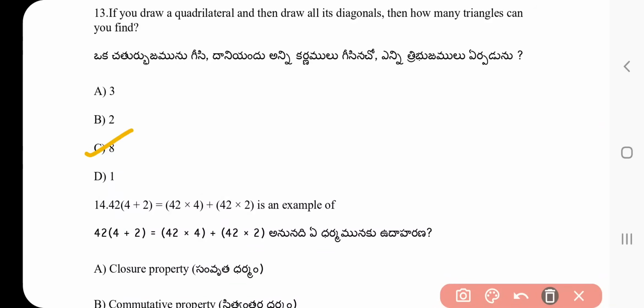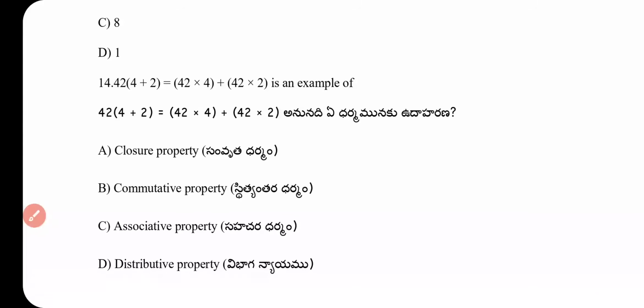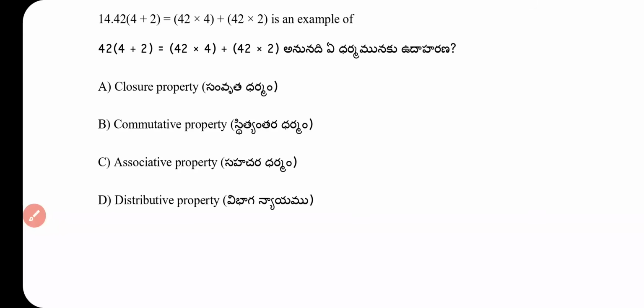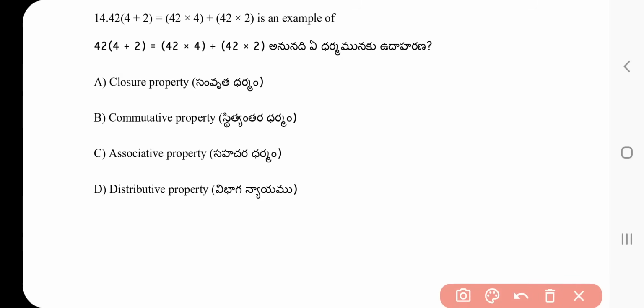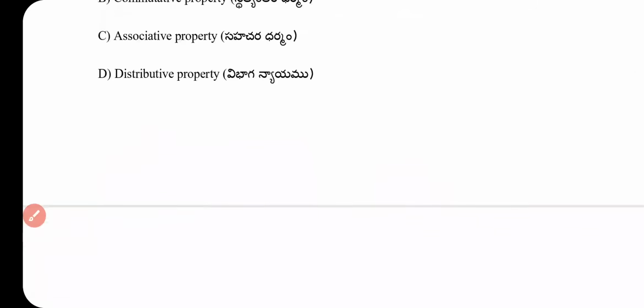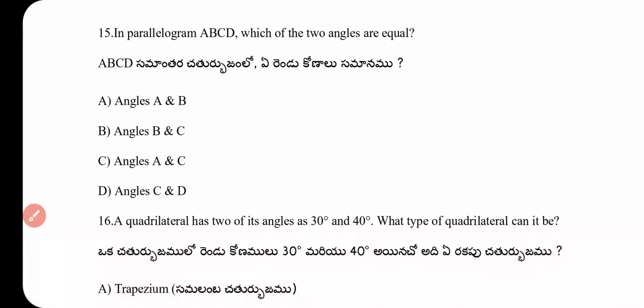Question number 14. 42 times the bracket 4 plus 2 equals 42 multiplied by 4 plus 42 multiplied by 2. Which one is the correct answer of the 14th question? This is called the distributive property. Option C is the correct answer. Question number 15.